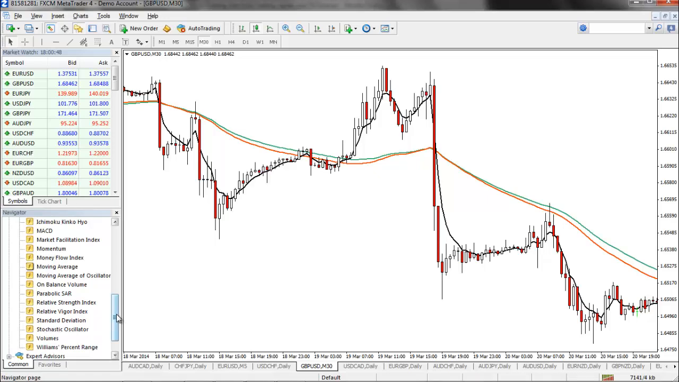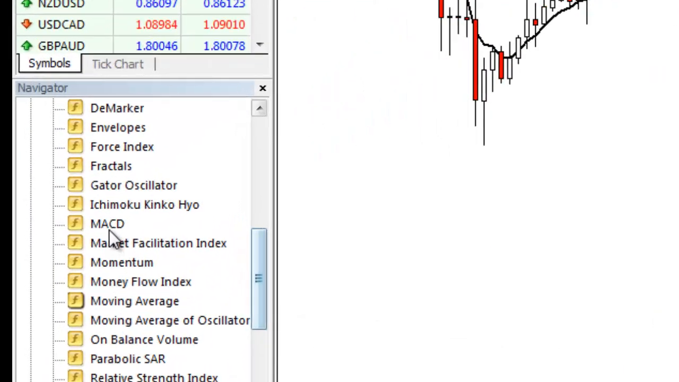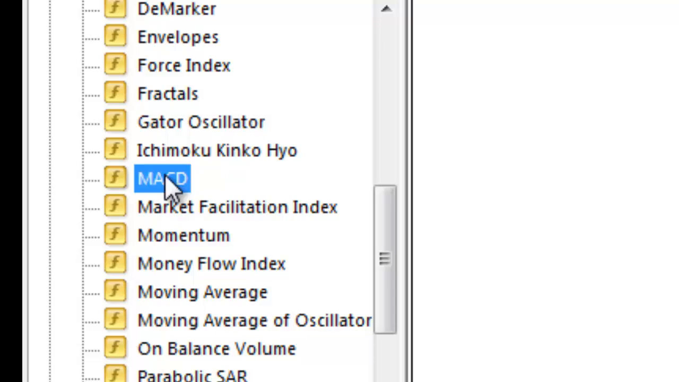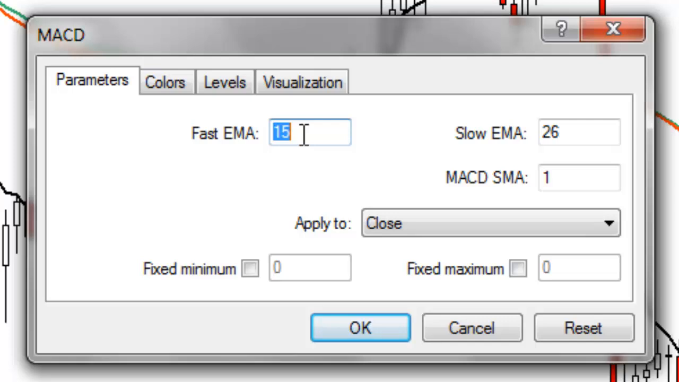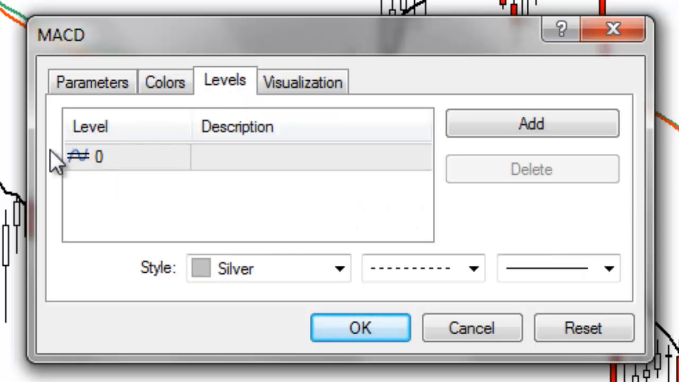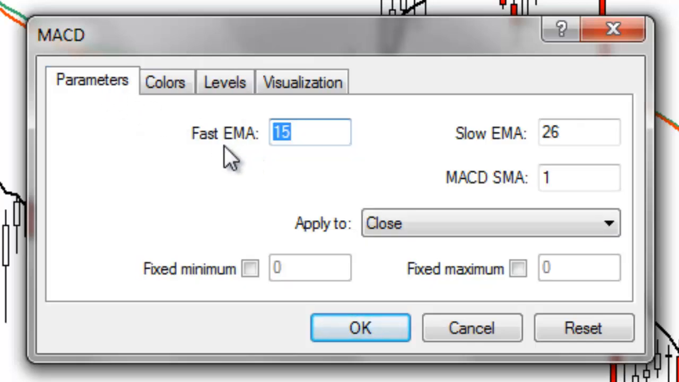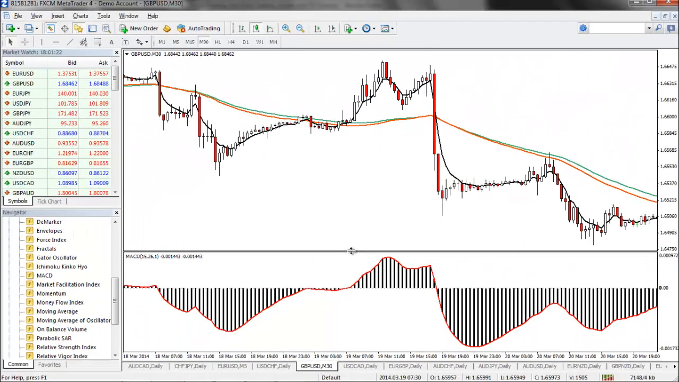Now we have to put an MACD indicator here. So this is the MACD indicator. Click on it, and the settings are fast EMA 15, slow EMA 26, MACD SMA 1, apply to close, and for the levels you can use the default level, which is 0 here. Again, the settings are fast EMA 15, slow EMA 26, MACD SMA 1, apply to close. Click OK. So now everything is placed here.